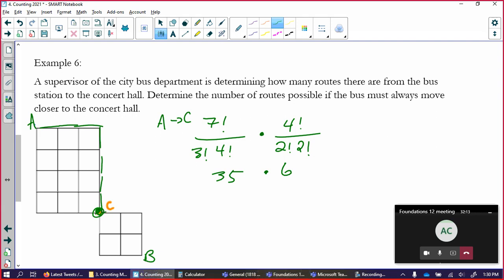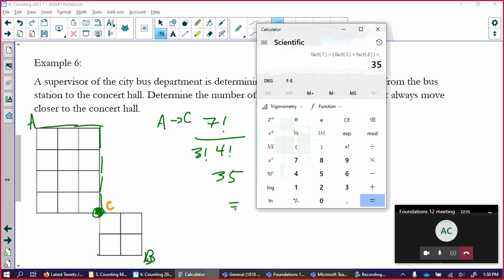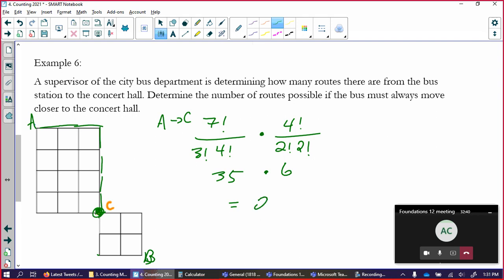And there's 6. 1, 2, 3, 4, 5, 6. Those are the possible paths. And then we can multiply those two together. So there's 210 ways to get from the top left to the bottom right.